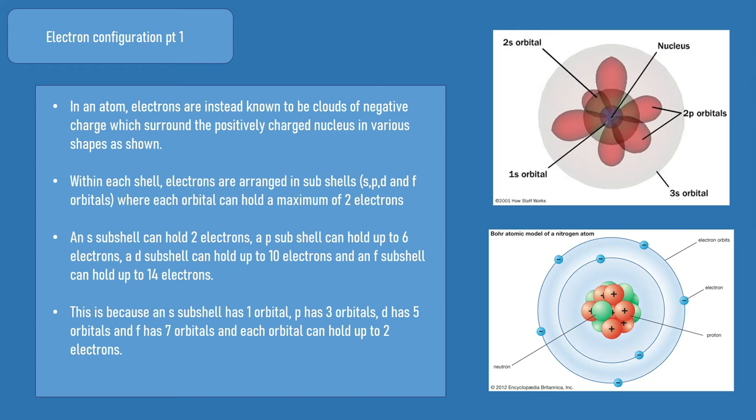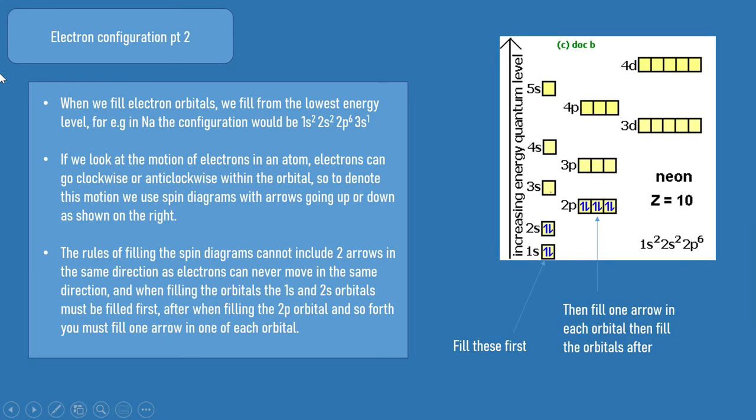If you still do not understand the theory behind this, then it is of the highest importance that you go over this slide again, as understanding electron configuration is vital in order to understand spin diagrams, which we will cover shortly. If we look at the example of sodium, we can see that the electron configuration is 1s2, 2s2, 2p6 and 3s1. This is because we fill electrons from the lowest energy level first, which starts from s.